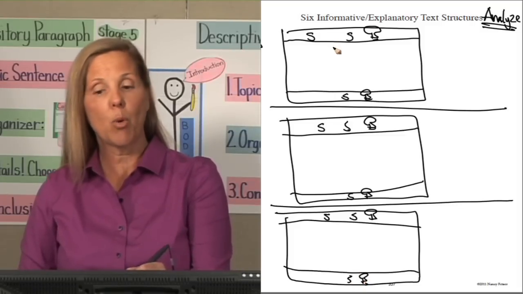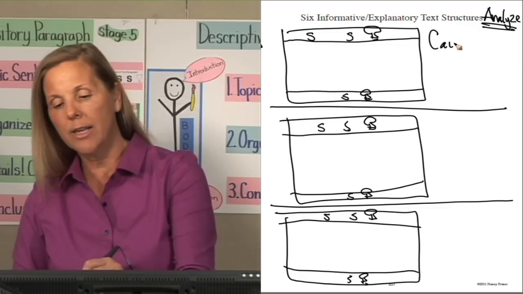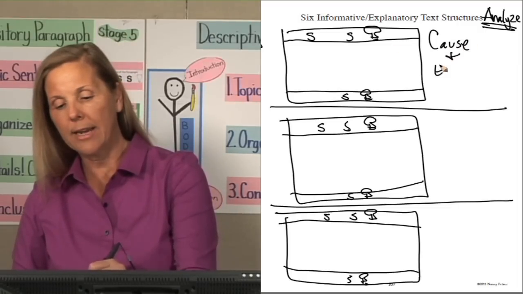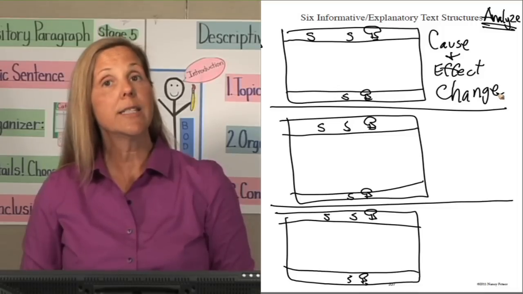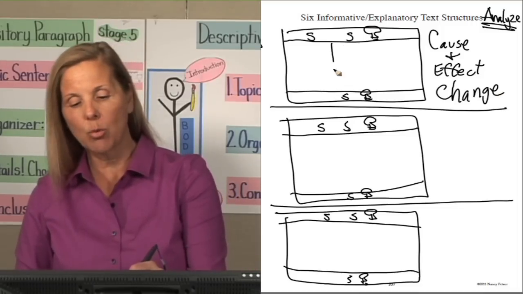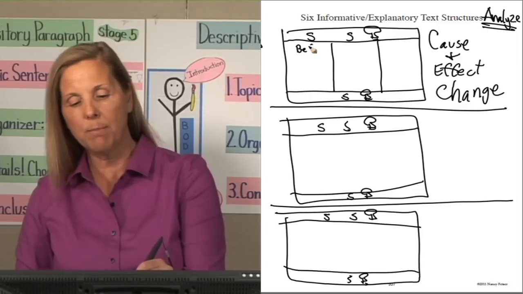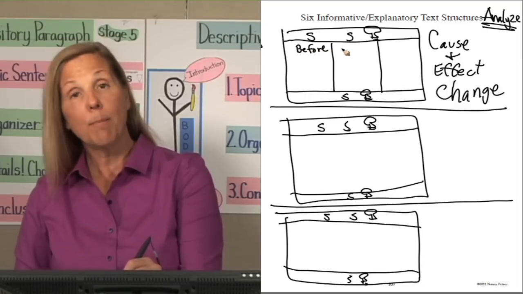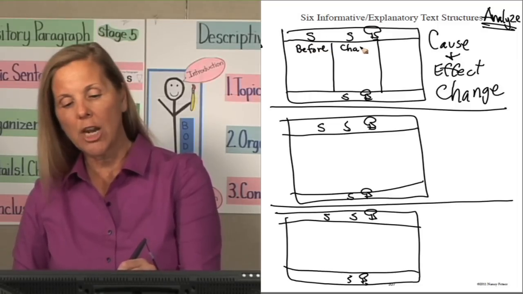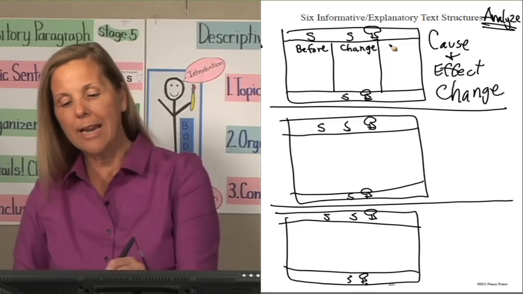Let's go to this top organizer. This will be cause and effect. The whole purpose is change. Our organizer will have two lines. The first box is going to be the before. Then the middle is going to be the word change. And then the last box is the after.